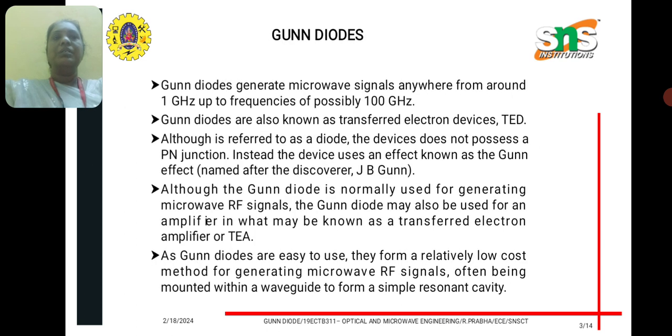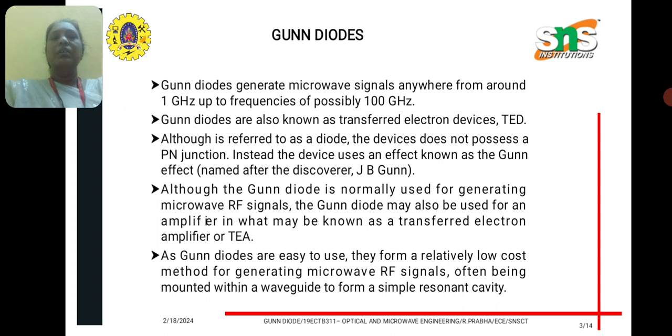So Gunn diodes generate microwave signals anywhere from 1 gigahertz up to frequencies of possibly 100 gigahertz. Gunn diodes are also known as transferred electron devices, simply referred to as TED, and they are also referred to as a diode. The device does not possess a PN junction. Instead, the device uses an effect called the Gunn effect, which is named after the discovery of J.B.